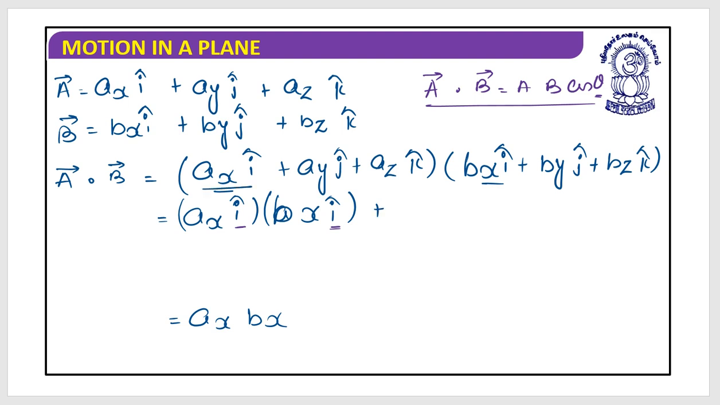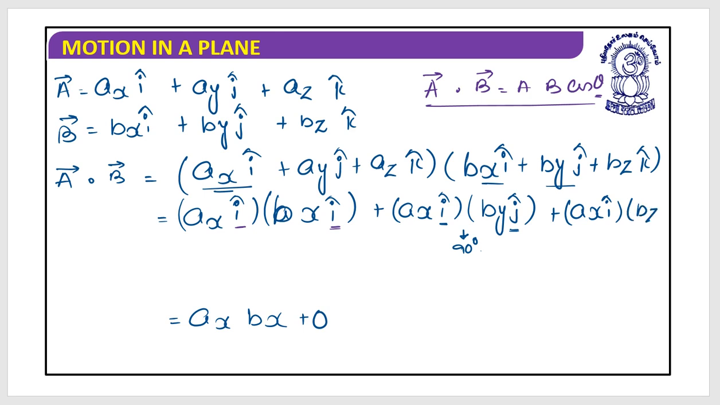Now you need to multiply AX with BY. So this is AX i cap multiplied by BY j cap. As you can see, this is i and this is j. The angle theta is 90 degrees, and cos 90 is 0. So this is 0. In the same way you do AX i into BZ k cap. Again this is i, this is k, so x and z, the angle is 90 degrees, so it would be 0.